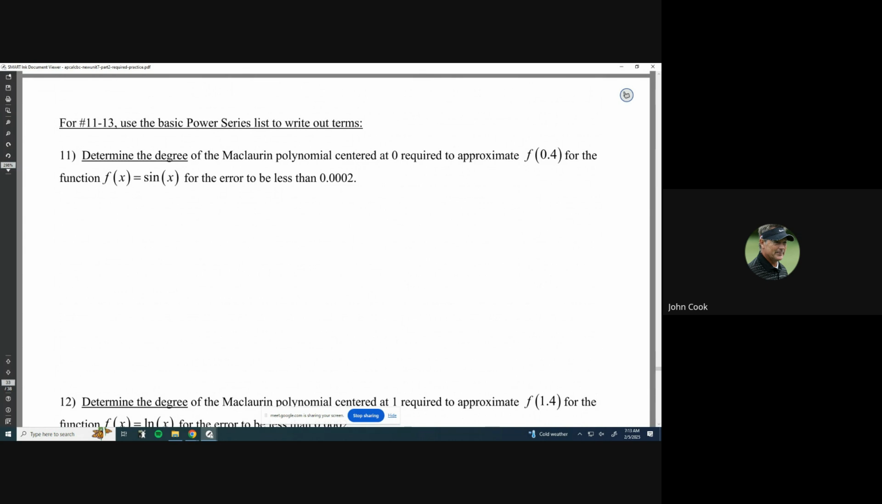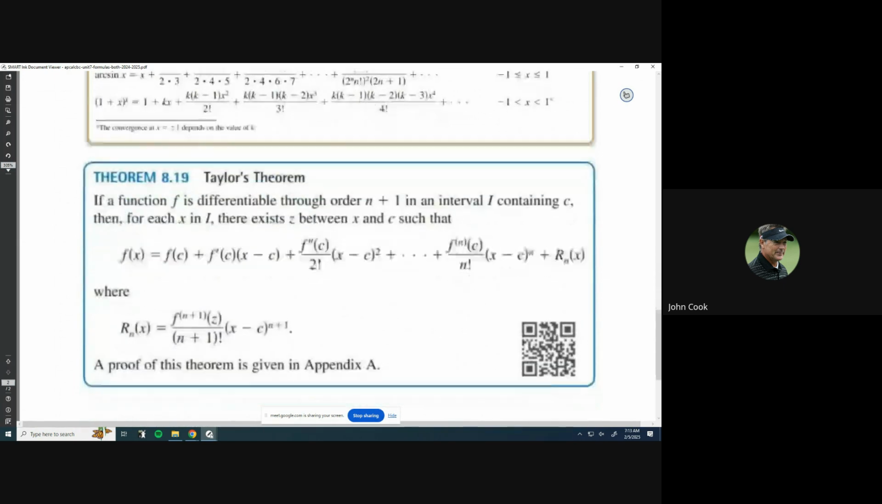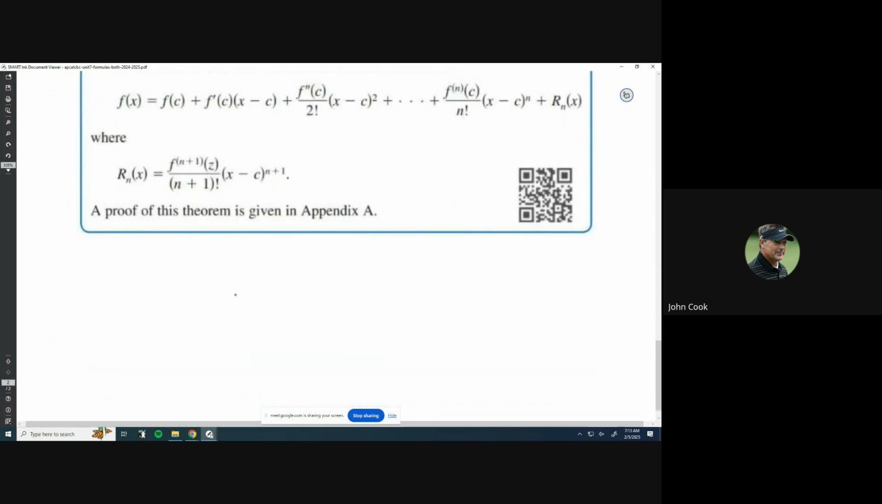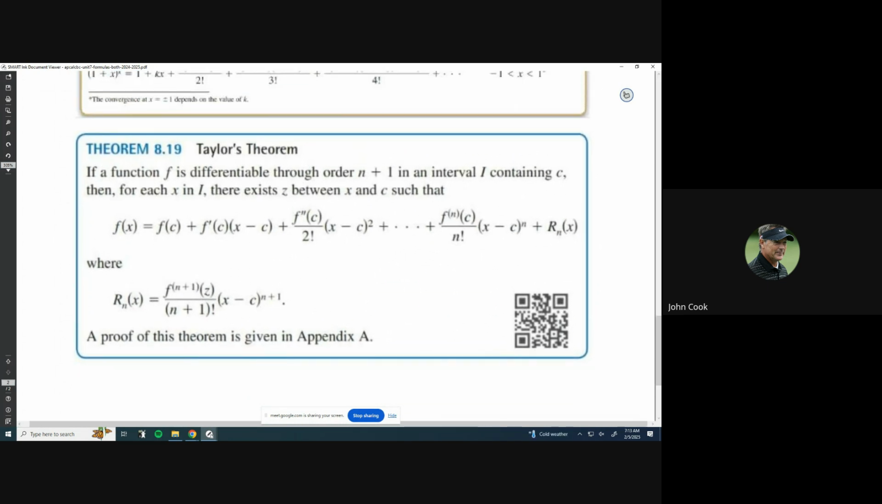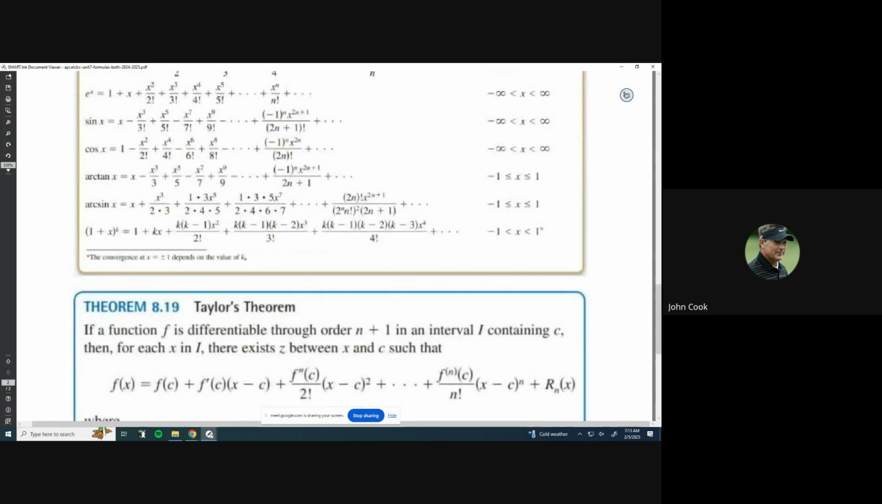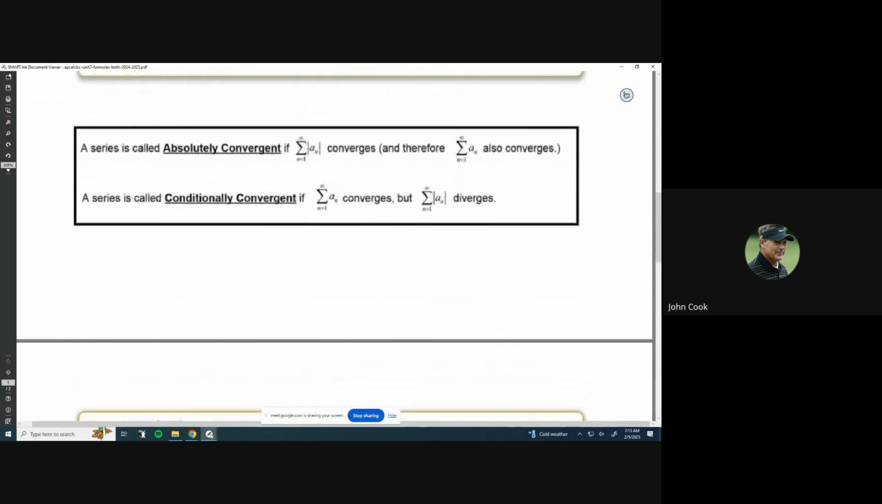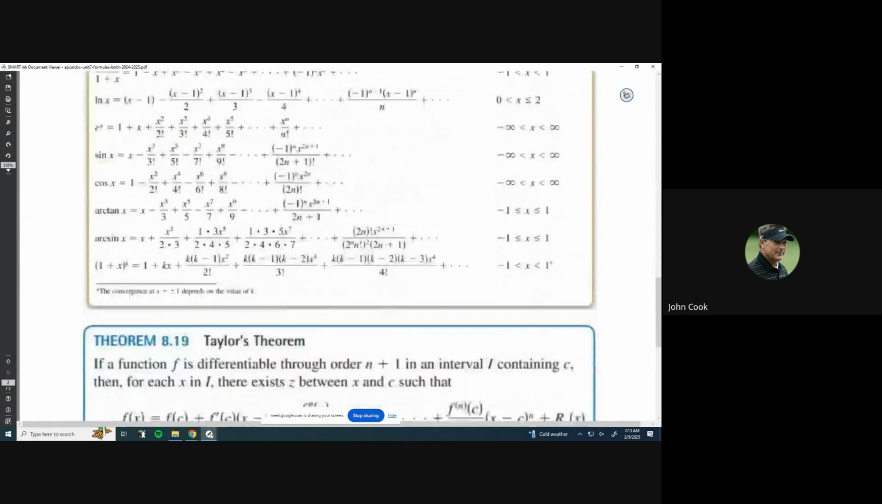Okay, so for this one, basically just use the idea of calculating error. Let's see here. So from here, the idea is that Taylor's theorem, well, we don't really have the rule for error on that page. Okay, well, I guess we don't have it on the little formula sheet.